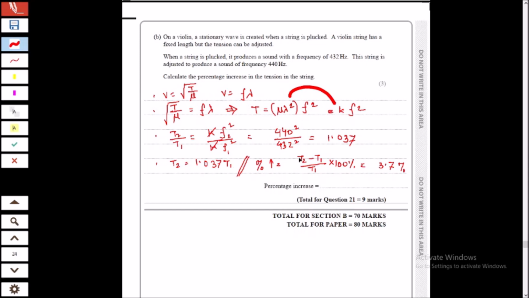The percentage increase is T2, that is the final value minus the initial value, divided by the initial value, into 100. So T2 is equal to 1.037 T1. If you substitute this value over here, the T1 can be taken common and cancelled out, and finally you can get this much percentage increase in your tension.